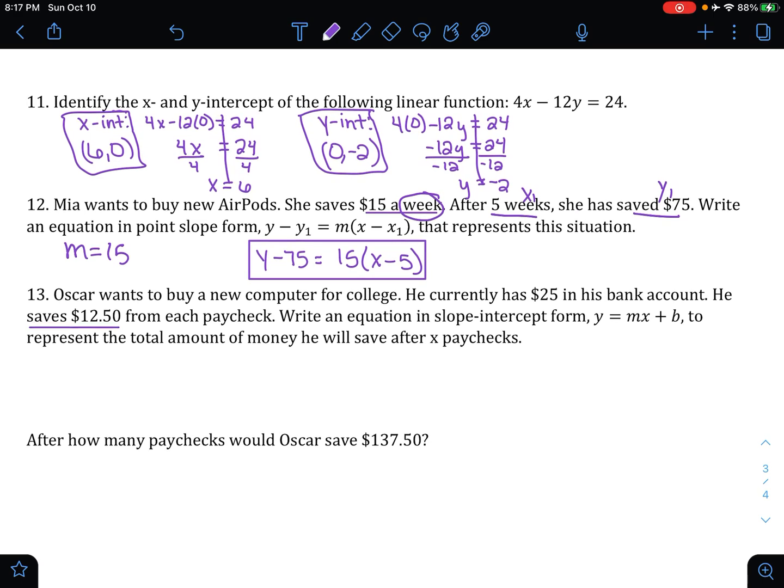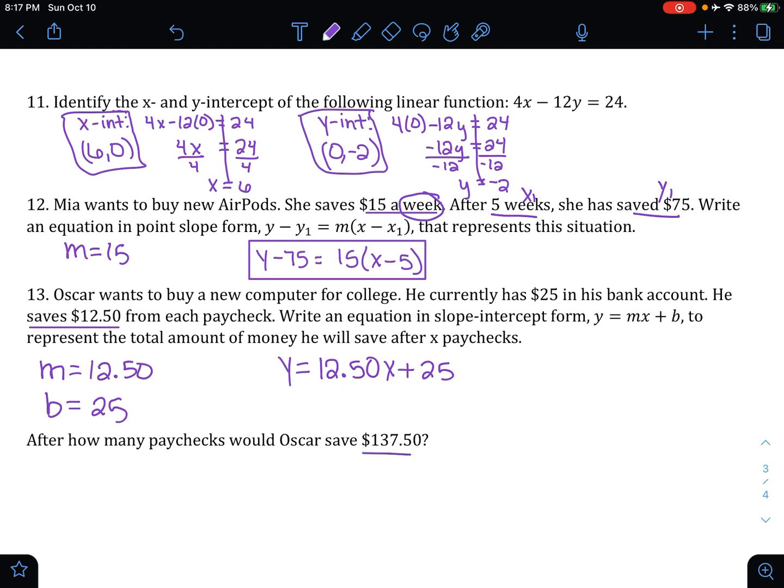Well, we know he's saving $12.50 per paycheck, so that tells me my m is 12.50. He currently has $25. That tells me the starting amount, or my y-intercept, of $25. So I have y equals 12.50x plus 25.